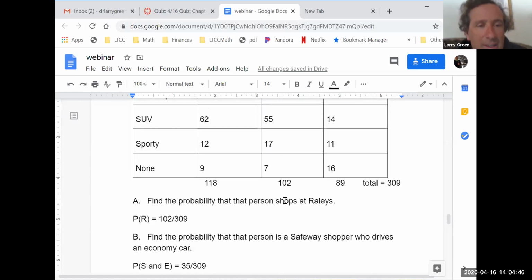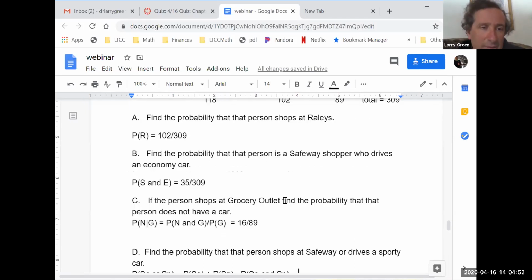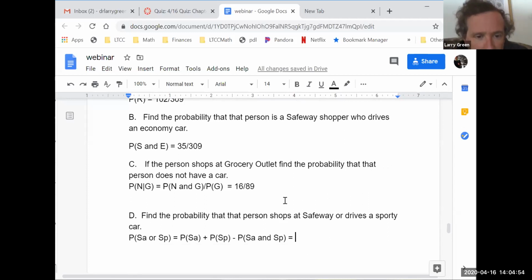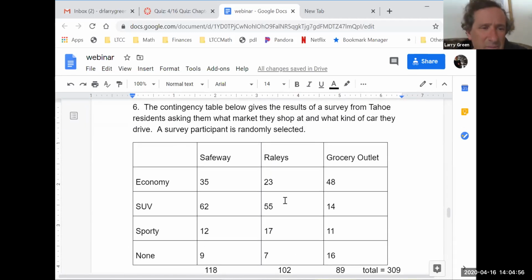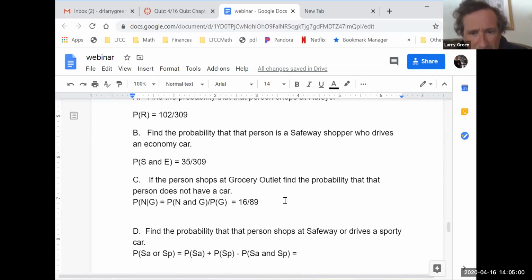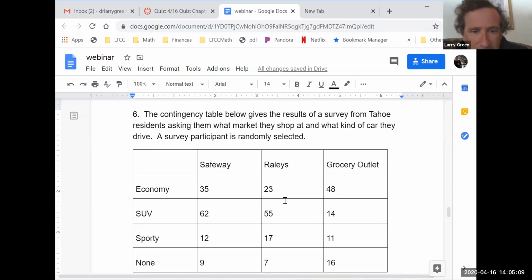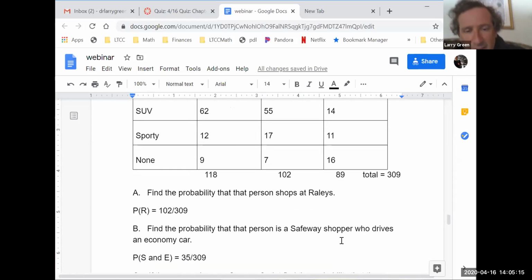So now we go to the table. And notice, by the way, there's no given, so they're all going to have the 309 as a denominator. So for SA, Safeway, there were 118. And then we've got to add the SPs, sporties, and there were 12 and 17 is 29, and 11 is 40. So 40.